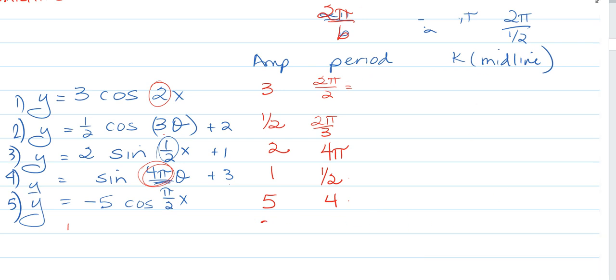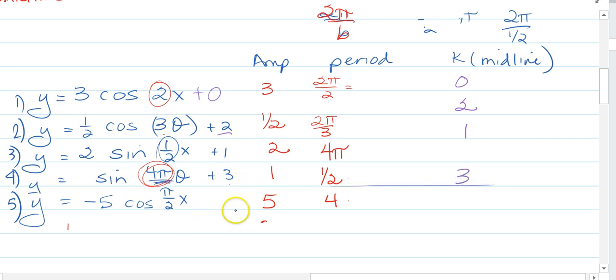And now the midline's really easy to find. In this case, there's no k, so it's really assumed to be 0, so the at-rest line is 0. Oh, here it goes again. Okay, on the next one, it's 2. The midline is 2. On the third one, it's 1. I think I'm off kilter here now. This one is 3, and this one would be 0. So, sorry I've got this off kilter, but hopefully you get the point.